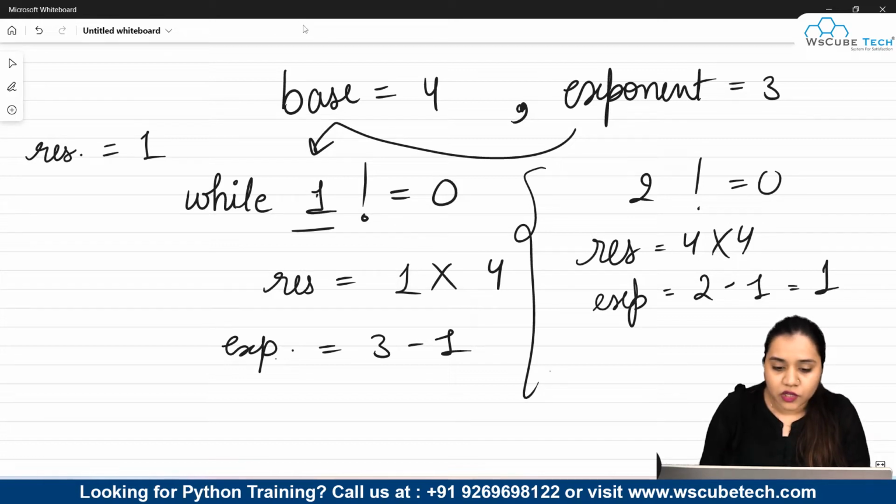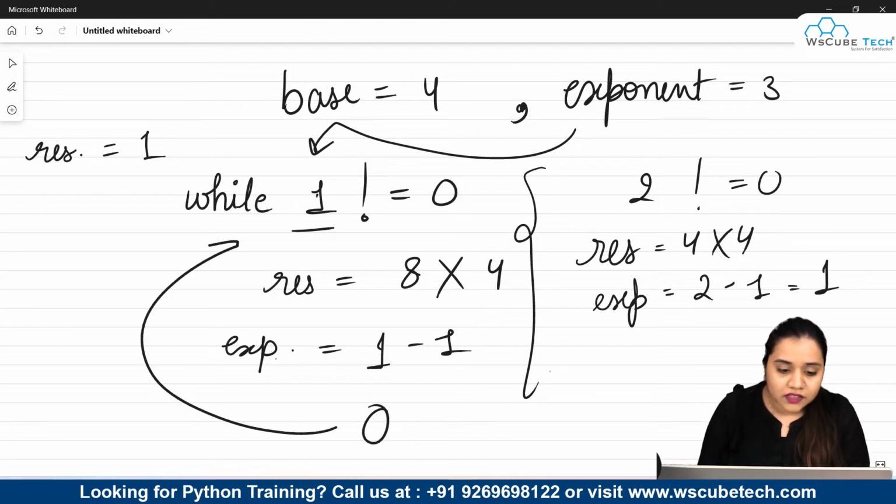And while 1 is not equal to 0, now 4 times 4 is 8. So instead of 1, there would be 8 multiplied by 4. And instead of 3, here it would be 1. So 1 minus 1 will become 0. And the condition will not satisfy now. So 8 times 4 would be 32. And we will get the output and result as 32.